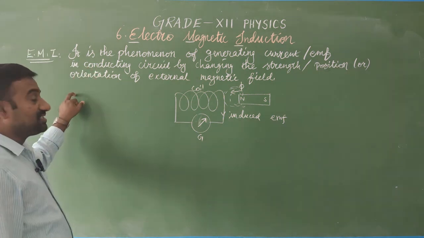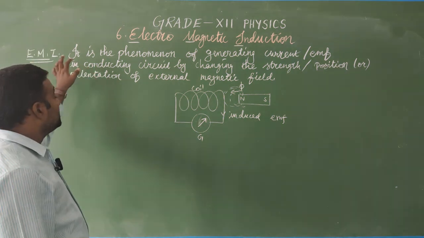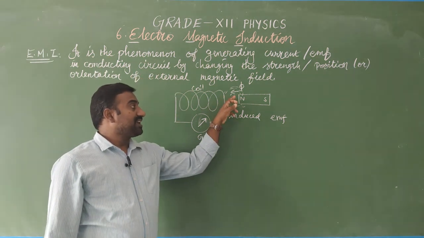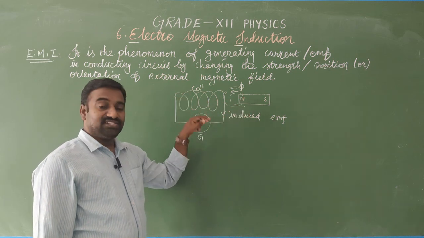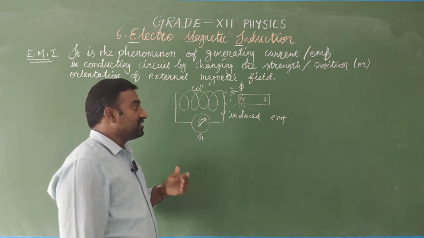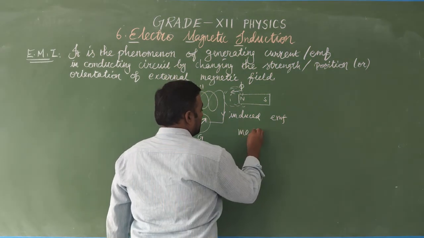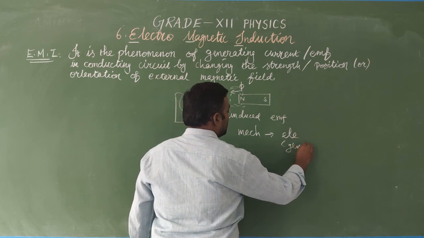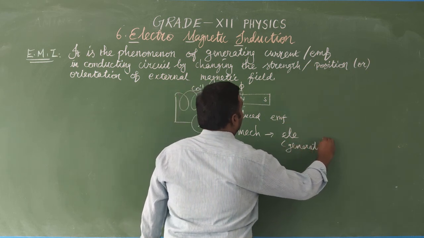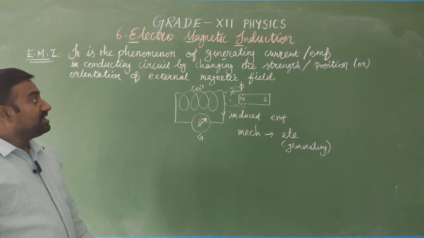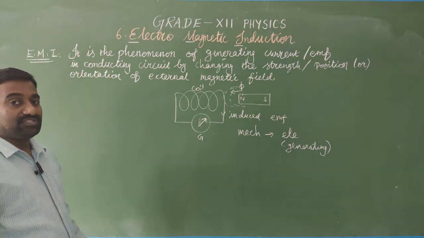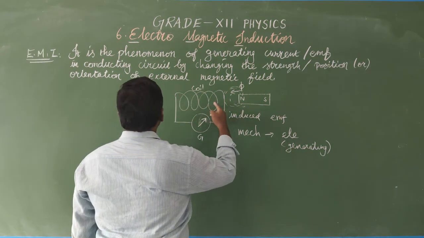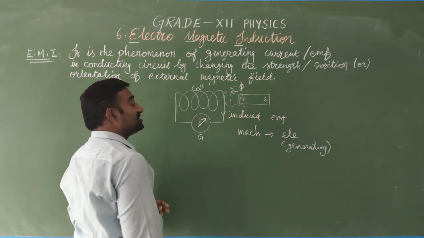Now you read the definition. Electromagnetic induction is the phenomenon of generating current. Here the mechanical movement of the magnet with the coil is changed into electricity. So here mechanical energy is changed into electrical energy. That is why we say generating electric current, or EMF. EMF means electromotive force, in the conducting circuit by changing the strength or the position or the orientation of the external magnetic field.